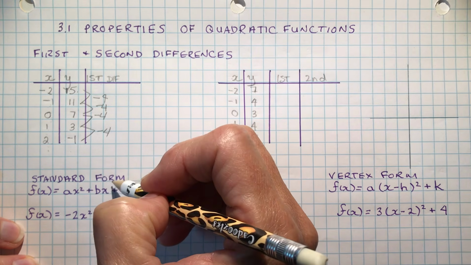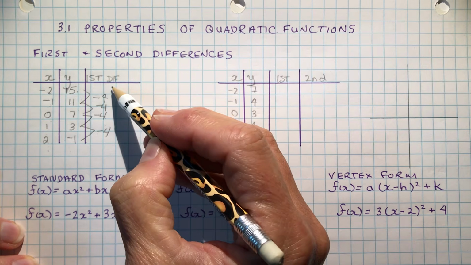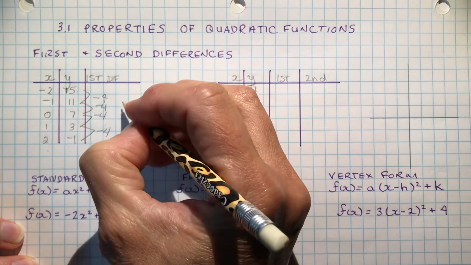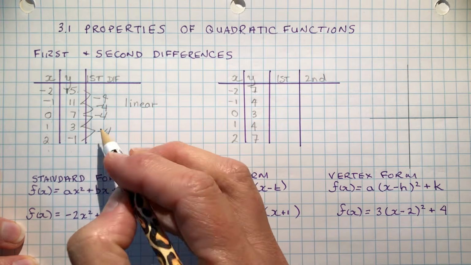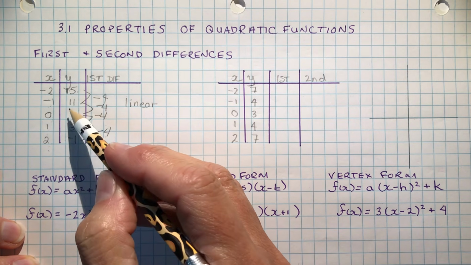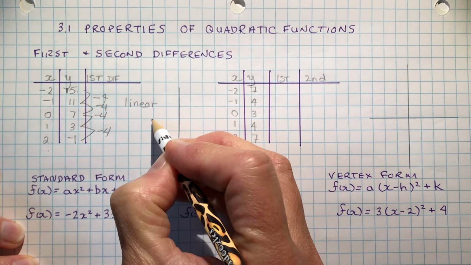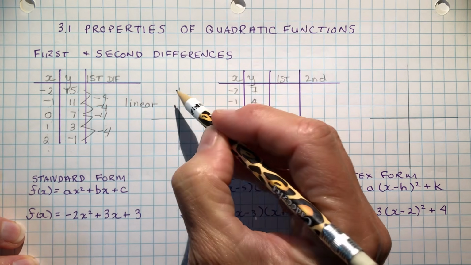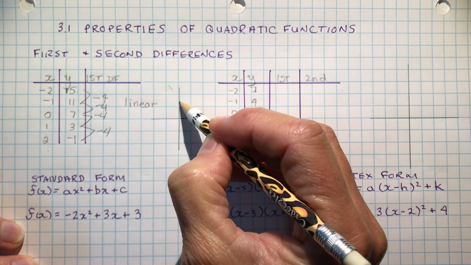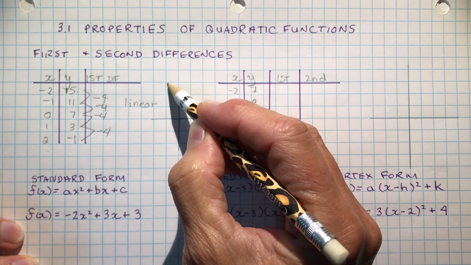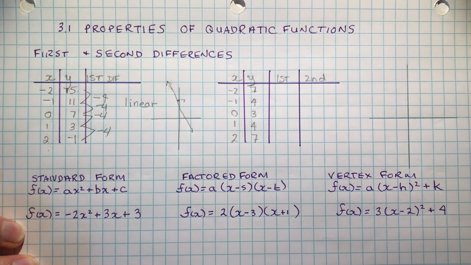Once you've done the first differences, if they are all the same, and in this case they are, it means that the function is linear. And if you had graphed this, -2, 15, -1, 11, you would find that it's simply a line with negative slope. It actually has a slope of -4. So it's going to go down something like this, through 0 and 7. So let's say this is 7 here, and it's a line that's coming down like this. Very simple. They didn't ask you to graph it.